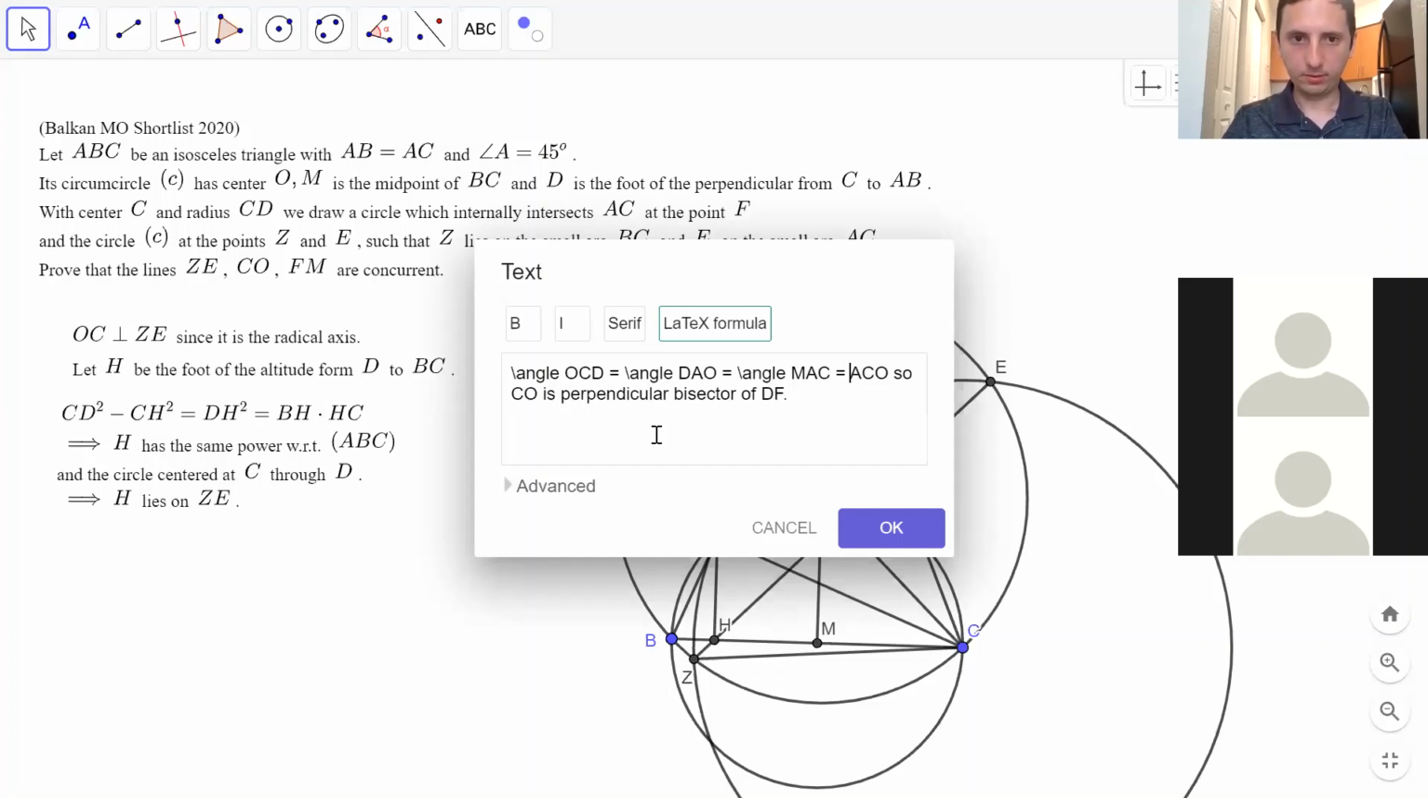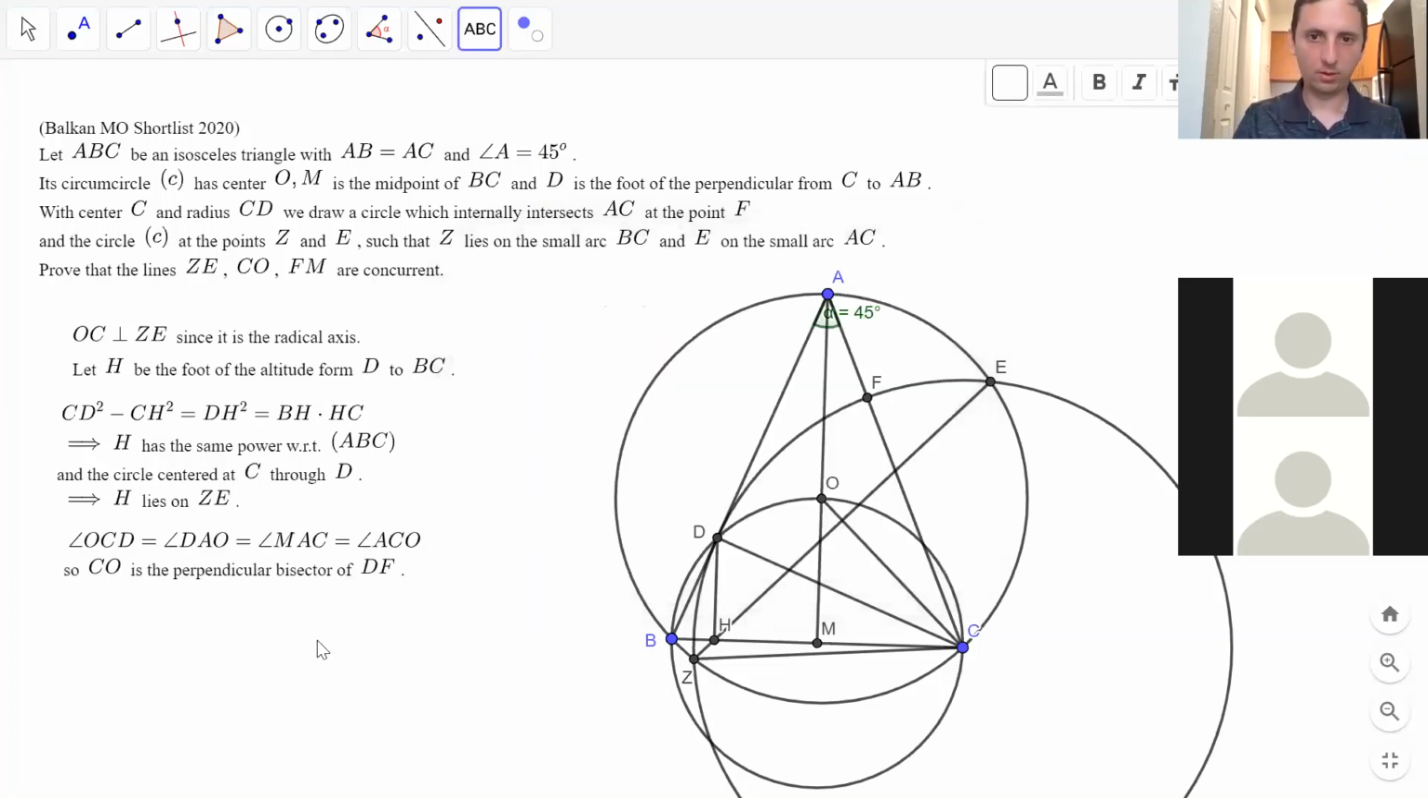All right. Thanks for making my life easy by typing it up already. OCD is DAO. Why is that true? OCD is DAO. Oh, because ADC is an isosceles right triangle.